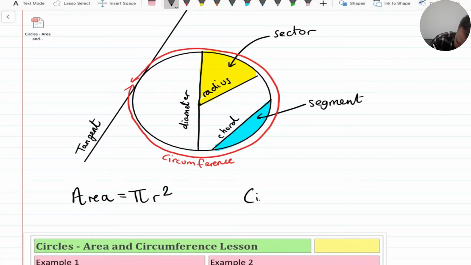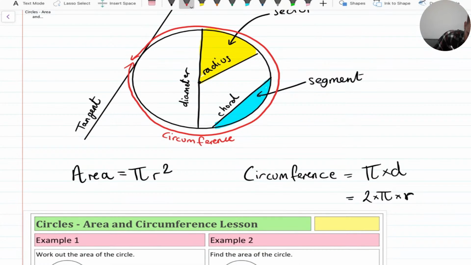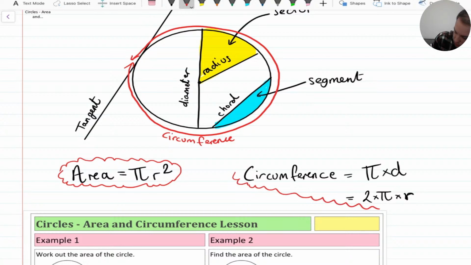So your circumference is equal to pi times by d. So pi times by your diameter, or as somebody said, 2 times pi times the radius. 2 pi r. And these are the ones we're going to be using today. They're quite straightforward, these, but they do get trickier towards the end, as always. So hopefully you got all those down.